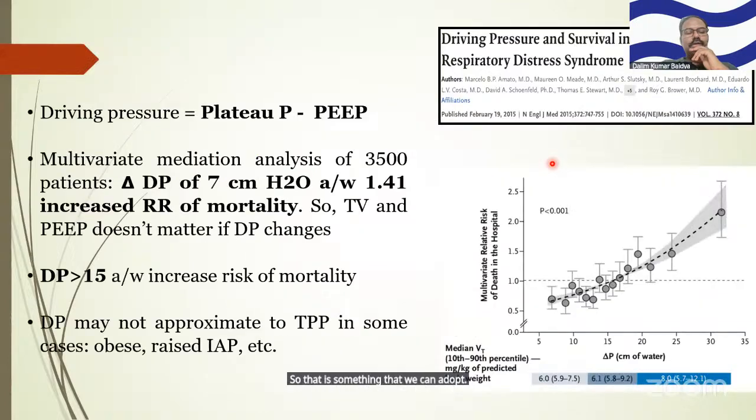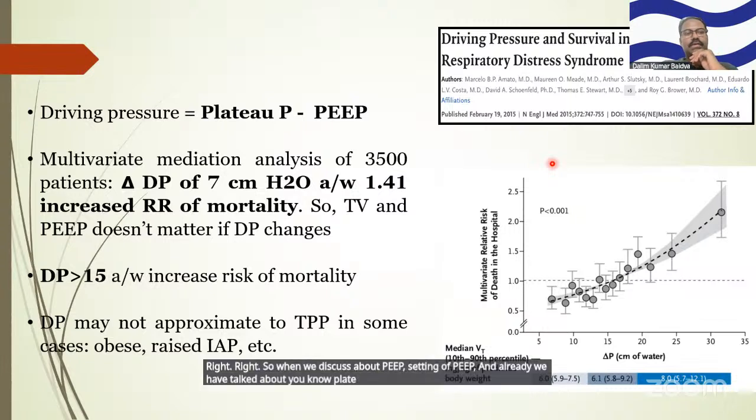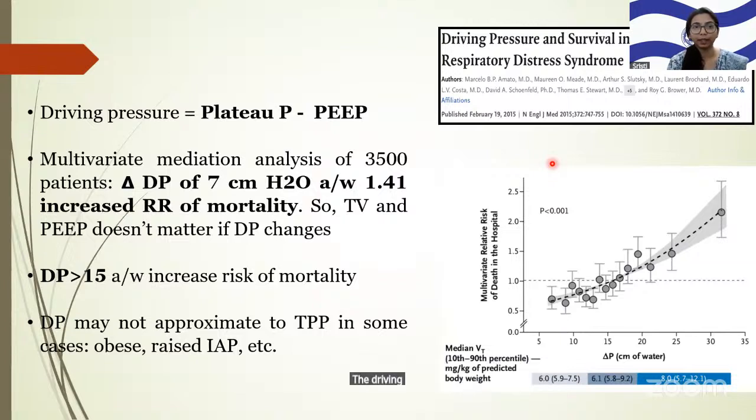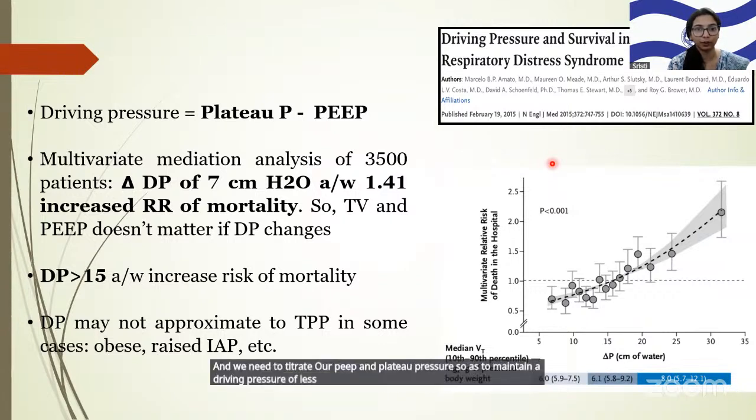Right. So when we discuss PEEP setting, we have already talked about plateau pressure targets. So this brings us to an interesting concept of driving pressure, which has come in the last decade. So Srishti, can you tell us what is the driving pressure? The driving pressure is calculated by subtracting PEEP from the plateau pressure, and we need to titrate our PEEP and plateau pressure so as to maintain a driving pressure of less than 17 centimeters of water.